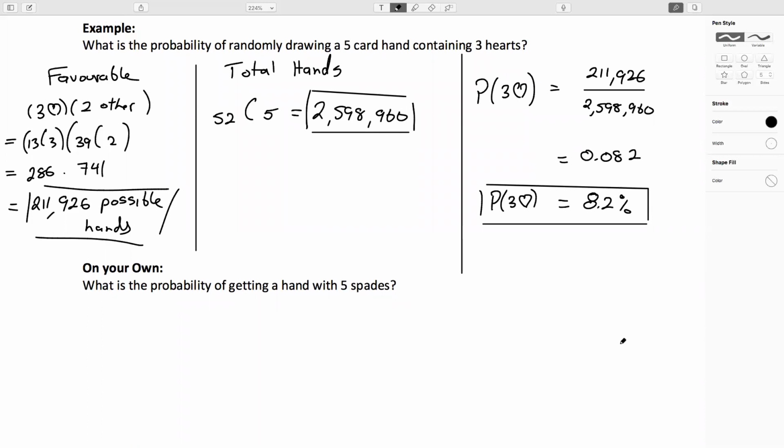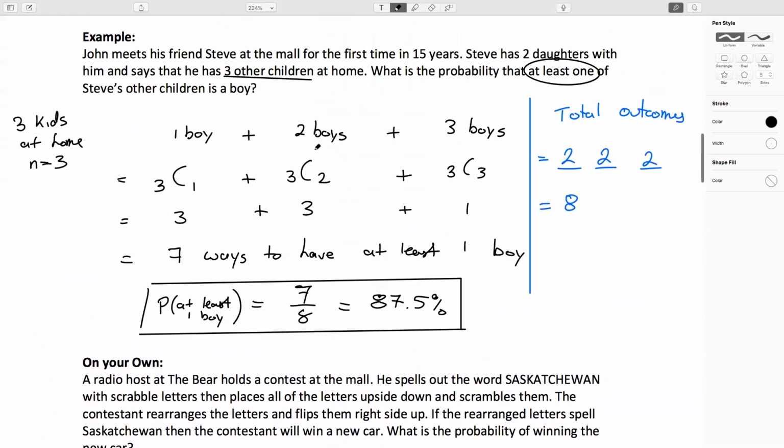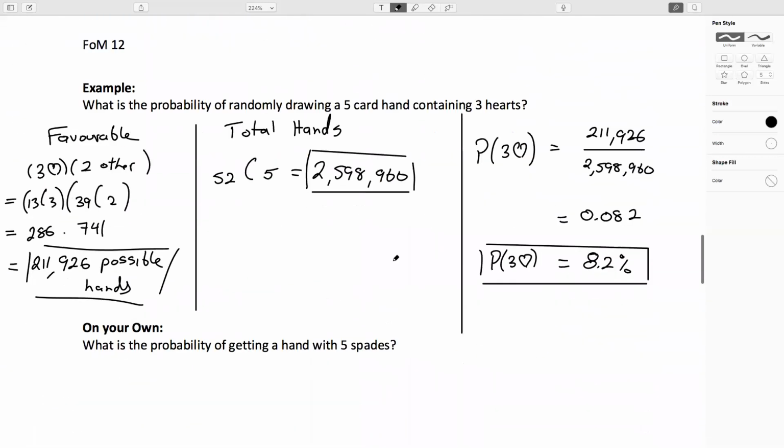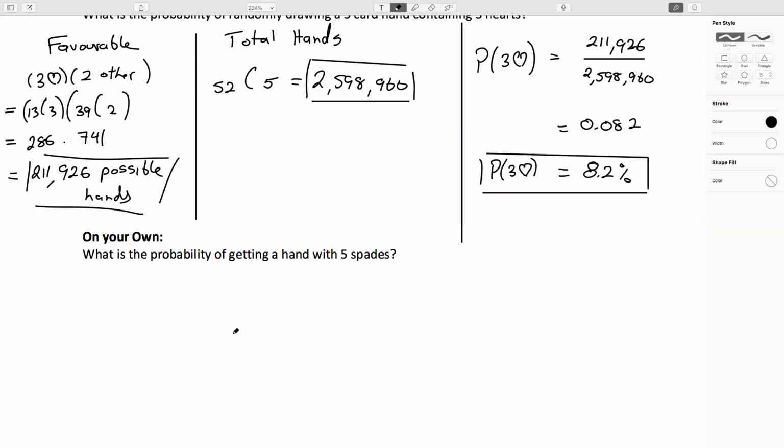What's the probability of getting a hand with 5 spades? Actually, before we start this one, I want to give you a bit of advice here. If this question had said at least 3 hearts, the favorable outcomes would have included 3 hearts, plus 4 hearts, plus 5 hearts, very much like we did up here. So be really, really careful reading the question. Okay, what is the probability of getting a hand with 5 spades?